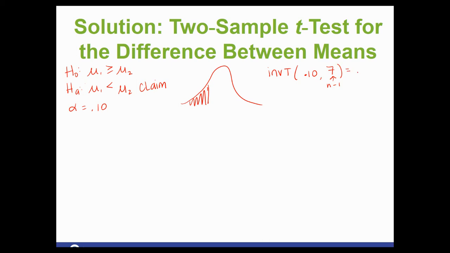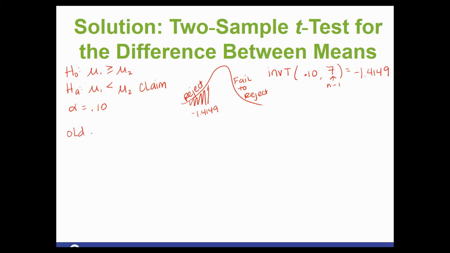Round off our answer to 4 decimals. We get negative 1.4149. So that is the area under the curve. If we get anything smaller than that, we are going to reject. Anything bigger, we fail to reject. So the next step we need to find is our mean and our standard deviation.